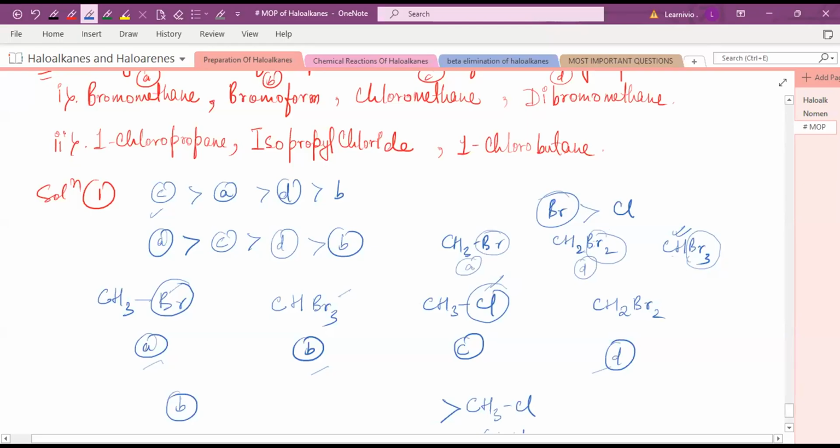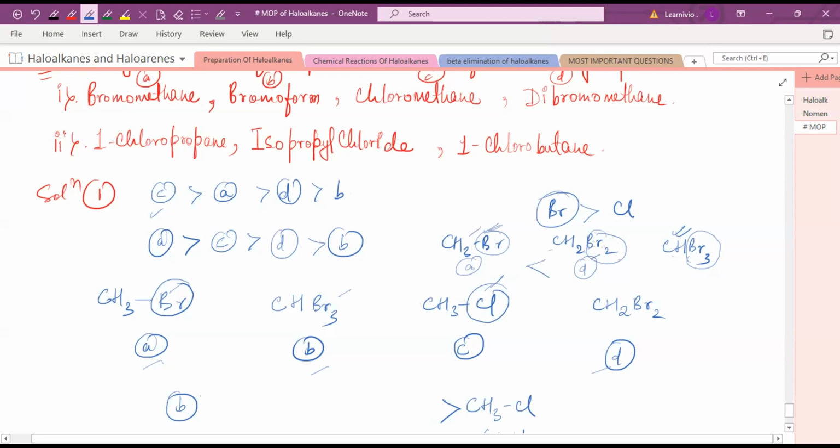We have to see the number of halogen atoms, right? In Br2, the number of halogen atoms is 2, and in this one, bromine is only 1. Halogen is 1, right? So obviously, they will have the highest molar mass. Between these two, D will have more molar mass, right? CH2Br2 has more molar mass than this, right?